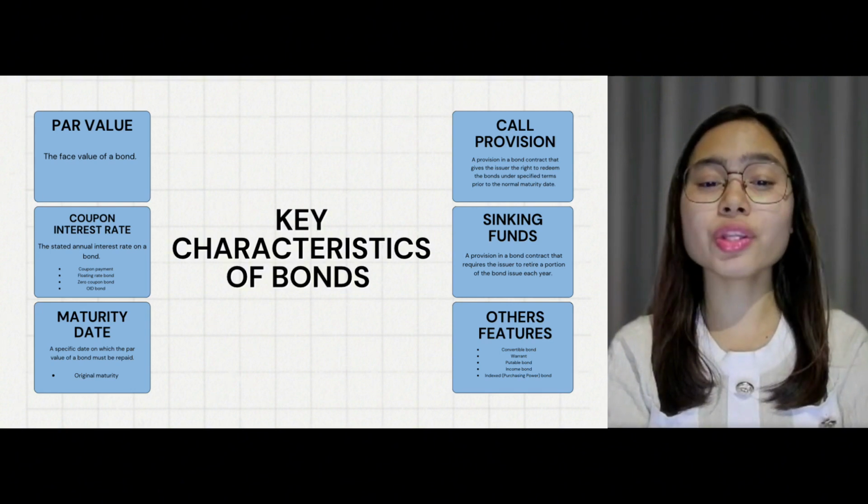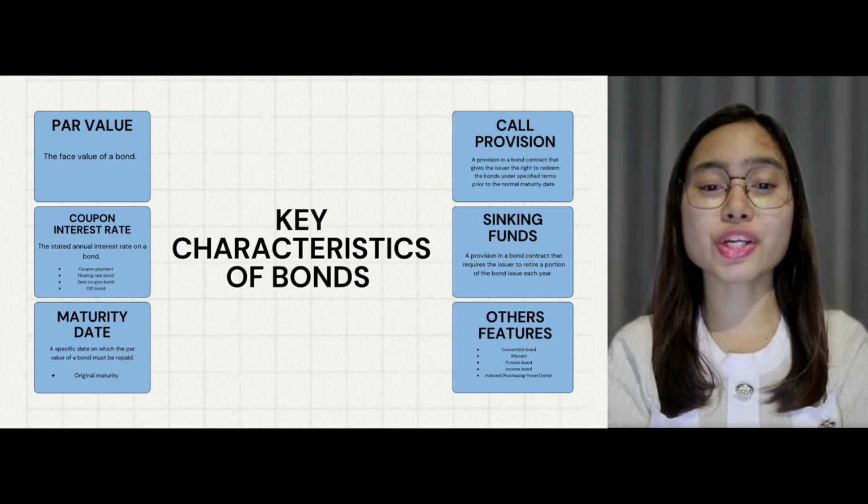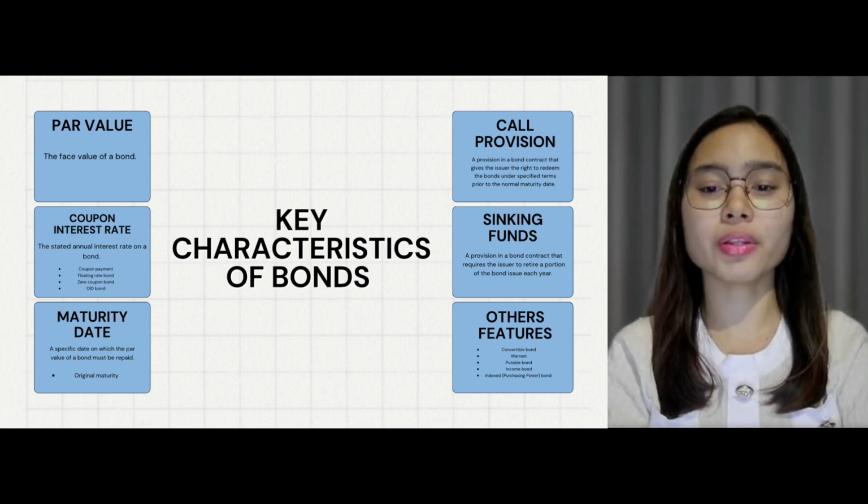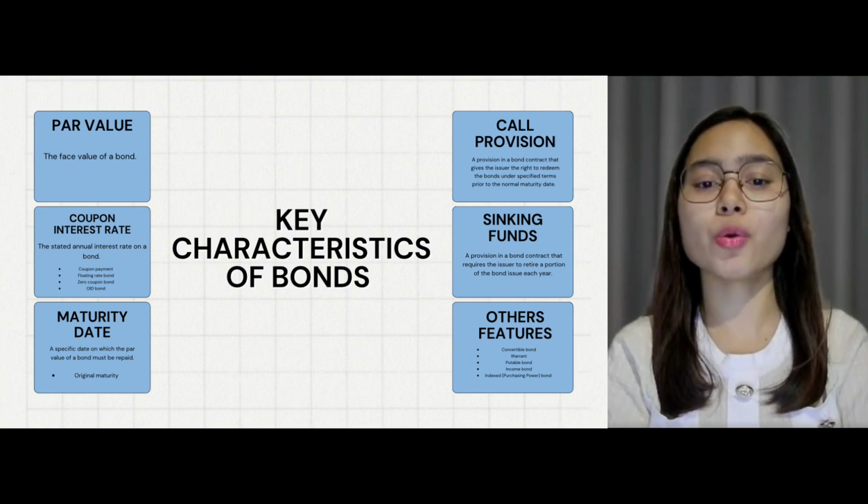Second is the floating rate bond. It is a bond whose interest rate fluctuates with shifts in the general level of interest rates. The third one is the zero coupon bond, a bond that pays no annual interest but is sold at a discount below par, thus providing compensation to investors in the form of capital appreciation. And the last one is the OID, or Original Issue Discount bond. It is any bond originally offered at a price below its par value.